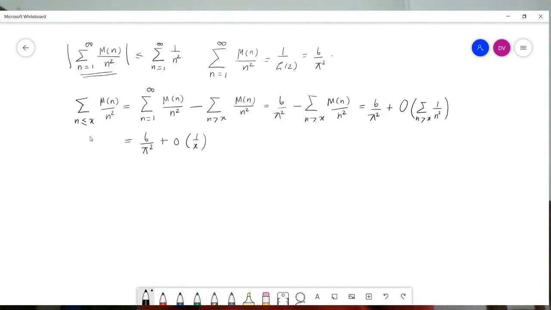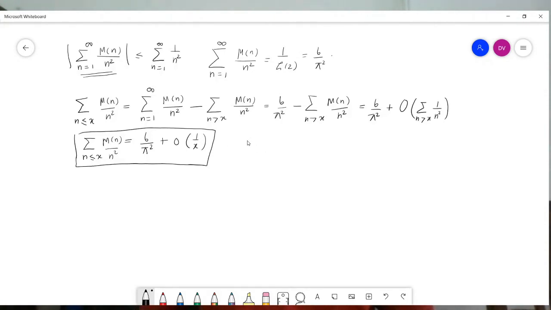So we need to use this formula to find the asymptotic formula for the partial sums of the Euler-Quotient function, sigma n less than or equal to x mu of n by n square. Just keep in mind that this summation on the LHS can be replaced by this formula.